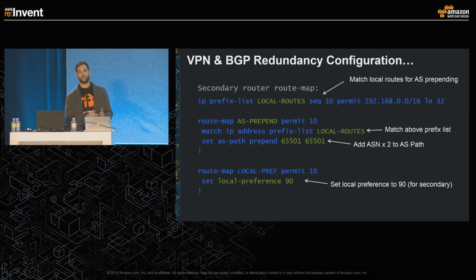Now the reason why we have AS path prepending and local preference: AS path prepending is going to be for the routes advertised to Amazon. Local preference is going to be for the routes advertised from Amazon. So AS path prepending is going to be Amazon sending traffic to you. Local preference is going to be you sending traffic to Amazon. Okay, so you need to do the metric configuration in both directions for both directions of traffic.